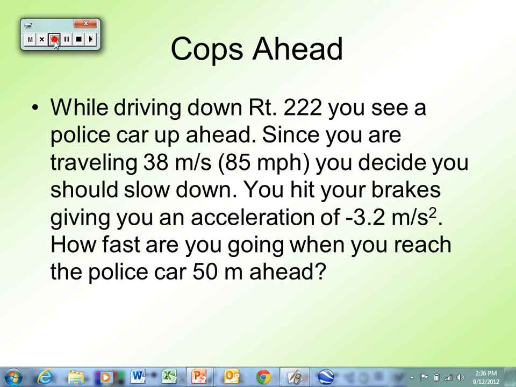In this particular example problem, we're going to be looking at cops ahead. While driving down Route 222, you see a police car up ahead. Since you are traveling 38 meters per second, which is 85 miles per hour, you decide you should probably slow down. You hit your brakes, giving you an acceleration of negative 3.2 meters per second squared. The question is, how fast are you going when you reach the police car 50 meters ahead?